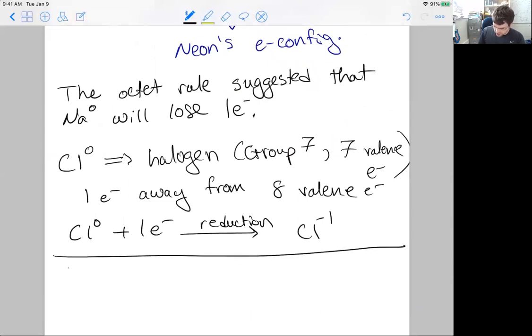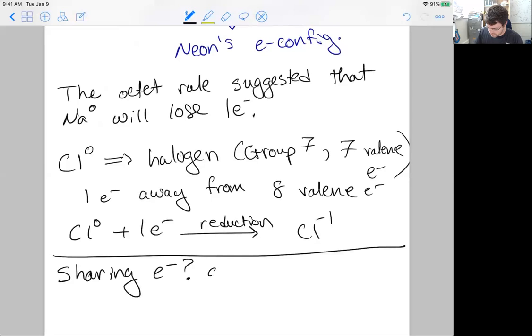Now, what about sharing electrons? Sharing electrons is a different type of process. This is not going to be a redox process. This is going to be a new type of bonding process.